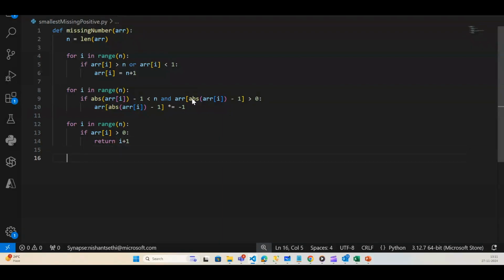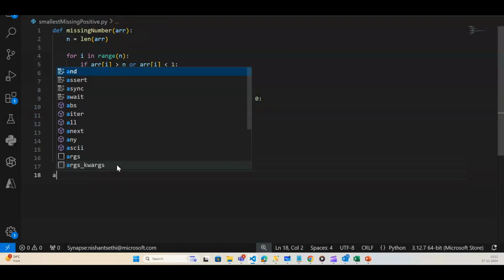And if I don't get any positive number in the entire array, and everything is negative, it would mean that all the numbers from 1 to n were actually present in my original array. So now my smallest positive number missing from the array would become n plus 1, which is the length of the entire array plus 1, the next number, basically. So that will be my entire code.